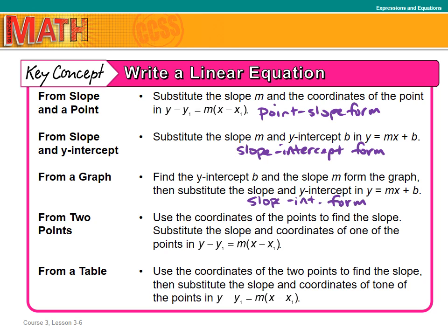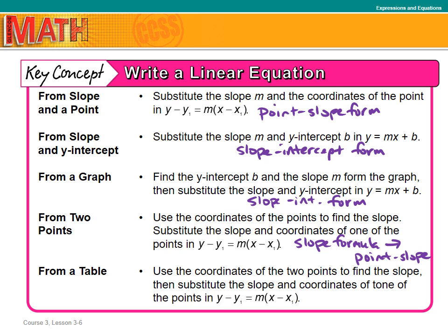From 2 points, if you're given 2 points, use the coordinates of the points to find the slope. Substitute the slope and coordinates of one of those points in y minus y1 is equal to m times x minus x1. This is what we're going to be looking at next, using coordinates of 2 points to find the slope. That's using our slope formula. And then using the point slope formula, or point slope form.